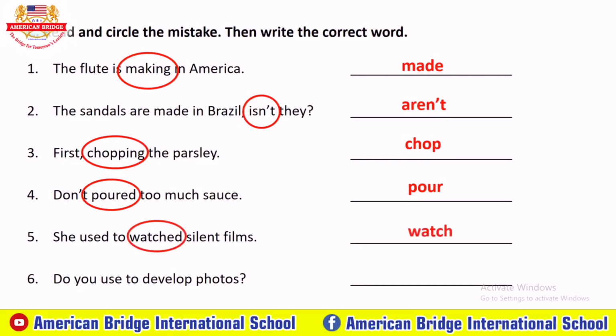Very good. So number six, do you use to develop photos? As we know, the word used to is only for the past tense, right? So when you want to make it into a question, you have to change do to the word did. So do is the mistake, and we change it to did.